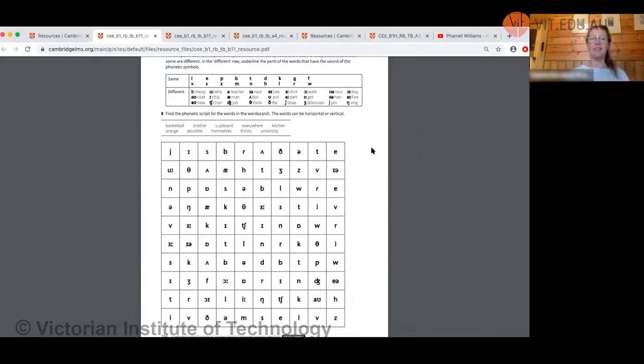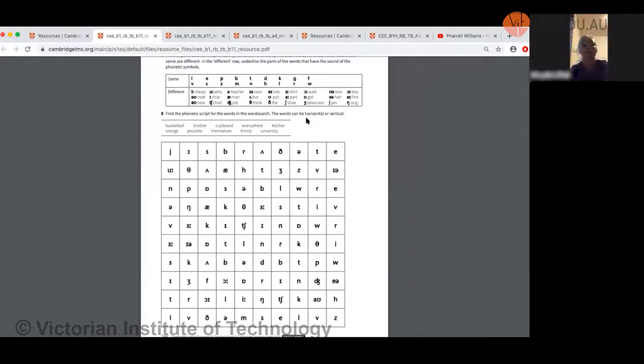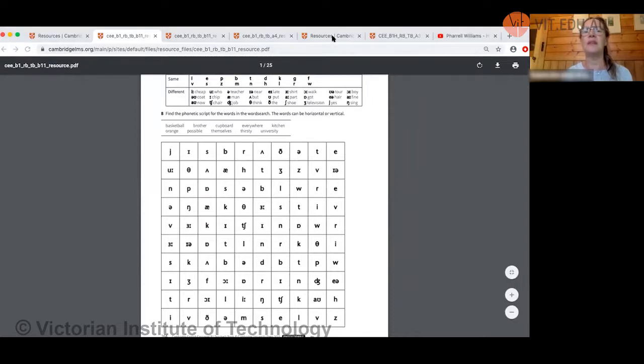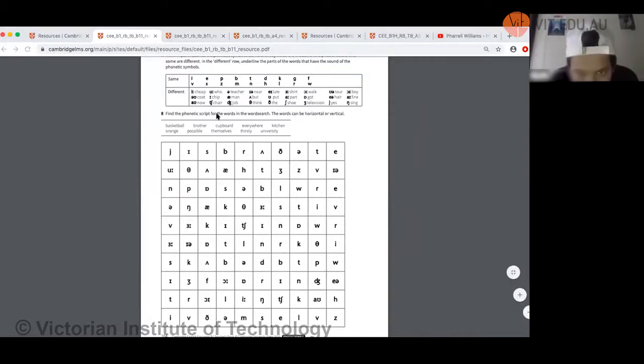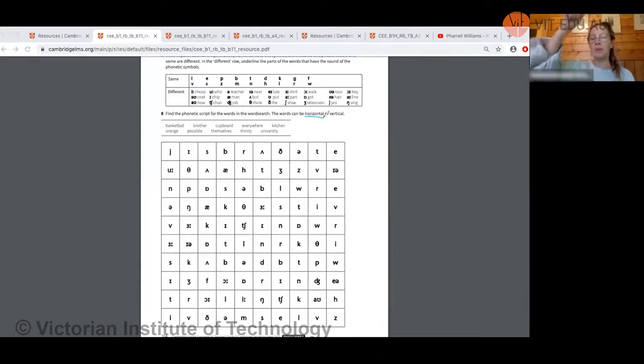So firstly, what I'd like you to do is find the phonetic script for the words in the word search. So the words can be horizontal. Which direction is horizontal? Is that up and down or across? Across. Yeah. And vertical? Down. Up and down, yeah.